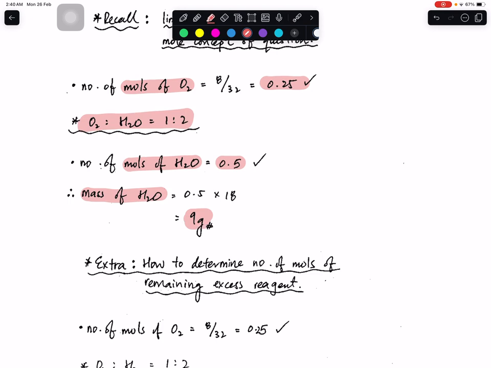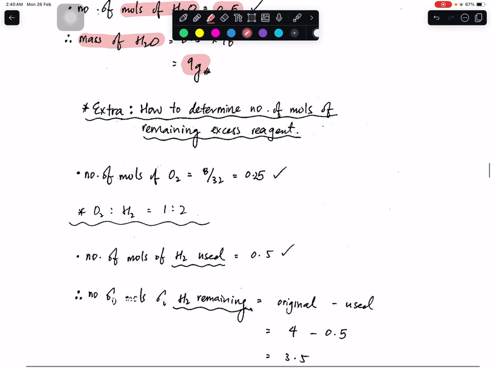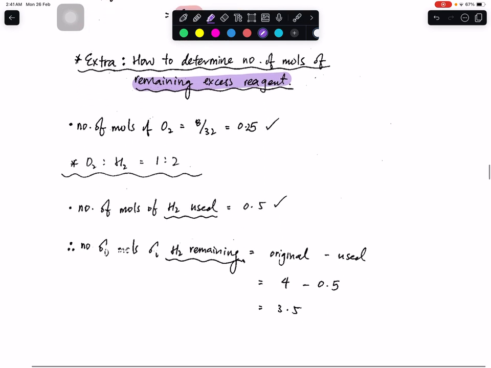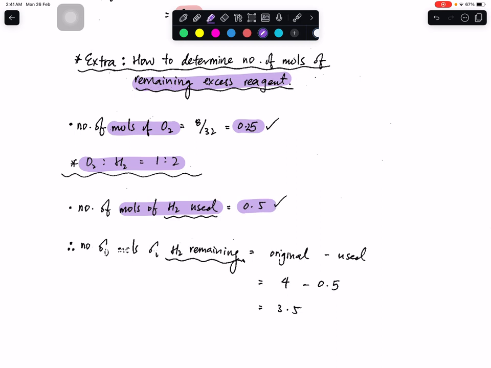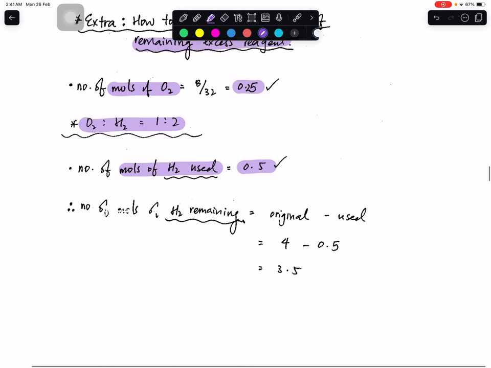Sometimes in other questions, they may ask you to do a little bit more, to tell how much was remaining. To calculate how much was remaining, you take how much you have at the start minus how much was reacted. For example, we already calculated your moles of oxygen to be 0.25. The moles of hydrogen used based on the mole ratio of 1:2 will be 0.5. So you just take original minus used, and you'll get your remaining.